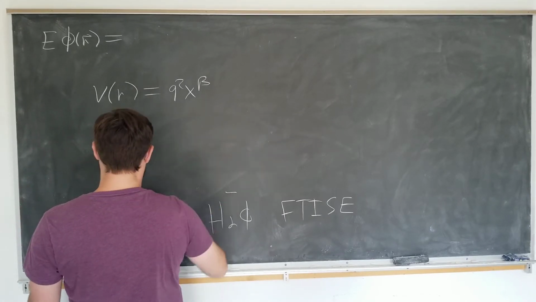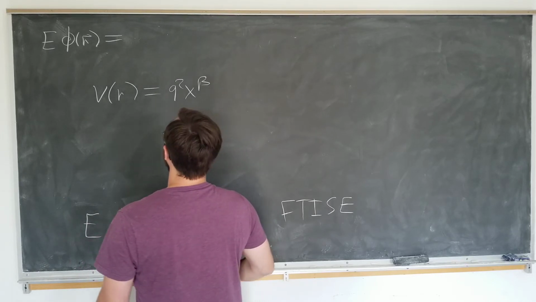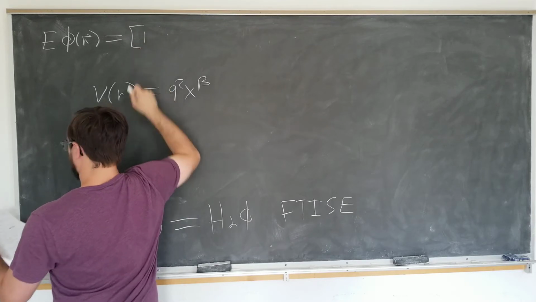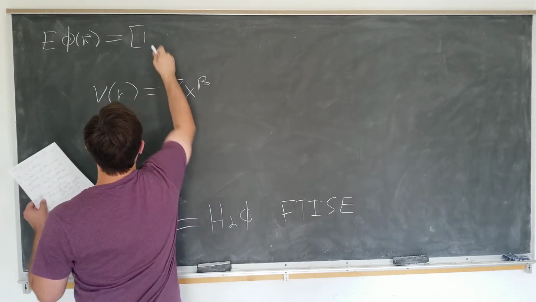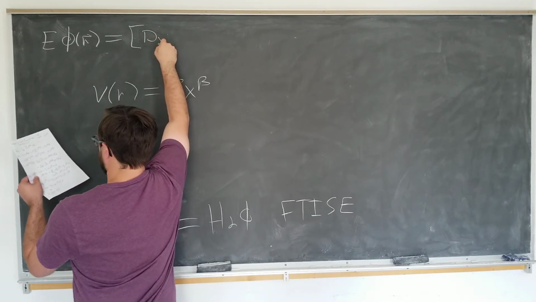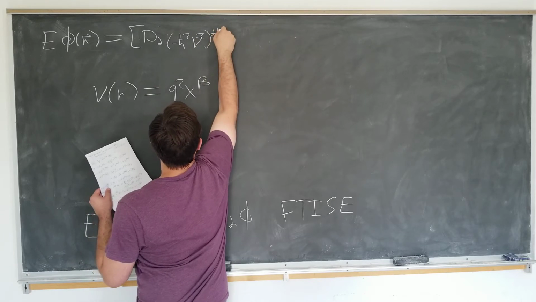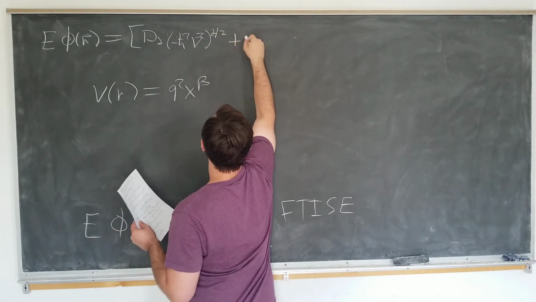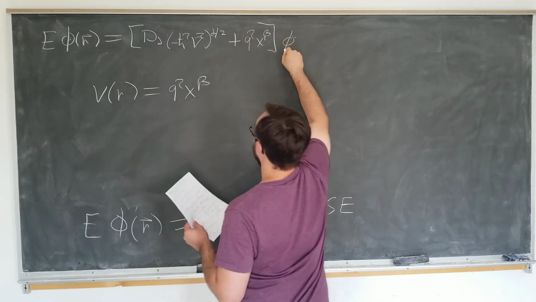We're going to write down our equation. So E phi is equal to the Hamiltonian acting on phi. The Hamiltonian is D alpha times minus h bar squared gradient squared to the alpha over 2, plus our potential q squared x to the beta, acting on phi.